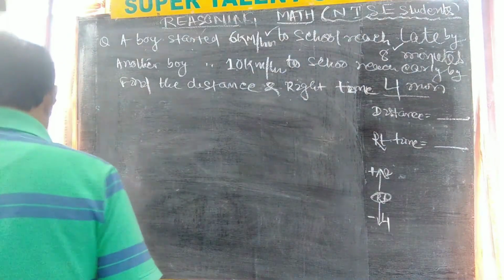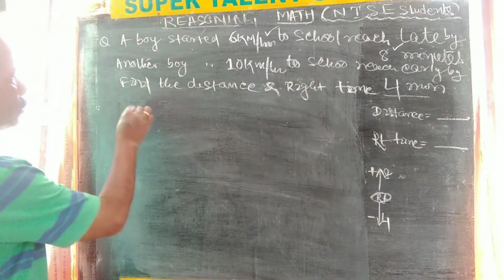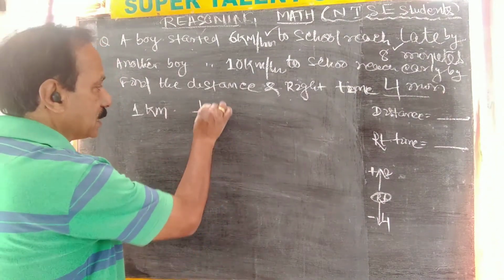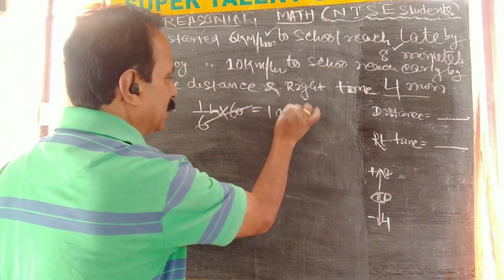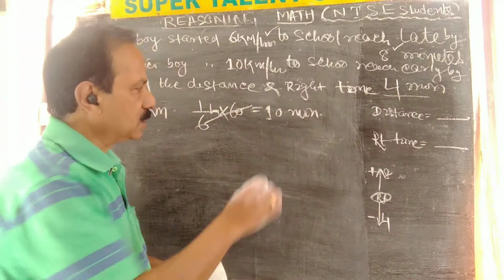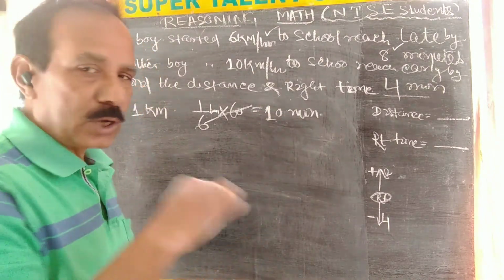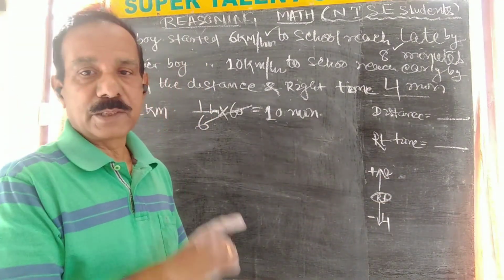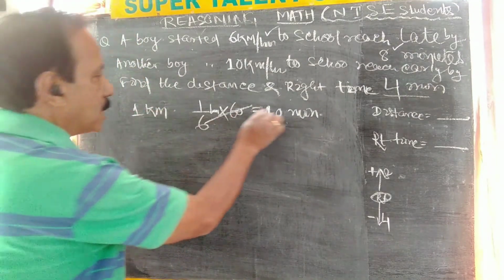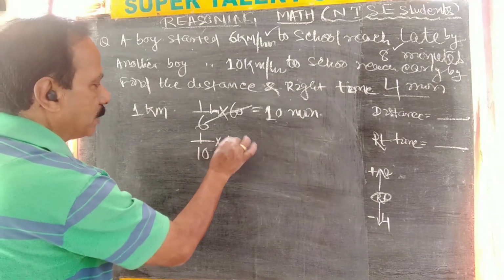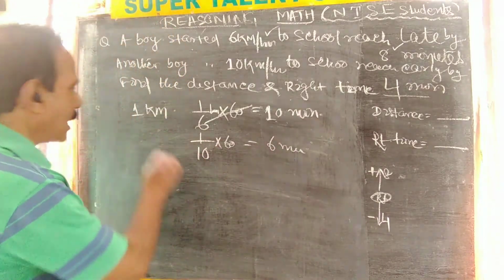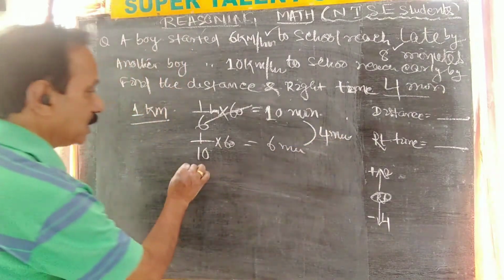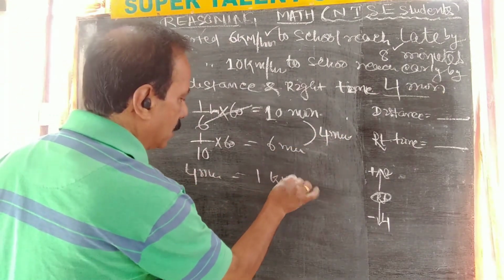Suppose you try to understand the question. Suppose we have taken 1 kilometer distance. So it will take 1 by 6 hours. Convert to minutes, multiply by 60, that is 10 minutes. In the NTSE reasoning math exam, just think within your brain and write only the numbers. So memory should be very strong, reasoning should be very strong, and then you can adjust the speed. You see, 1 kilometer takes 10 minutes like this. At 10 km speed, 1 by 10 hours, that is 6 minutes. See, for 1 kilometer what is the difference? 4 minutes.